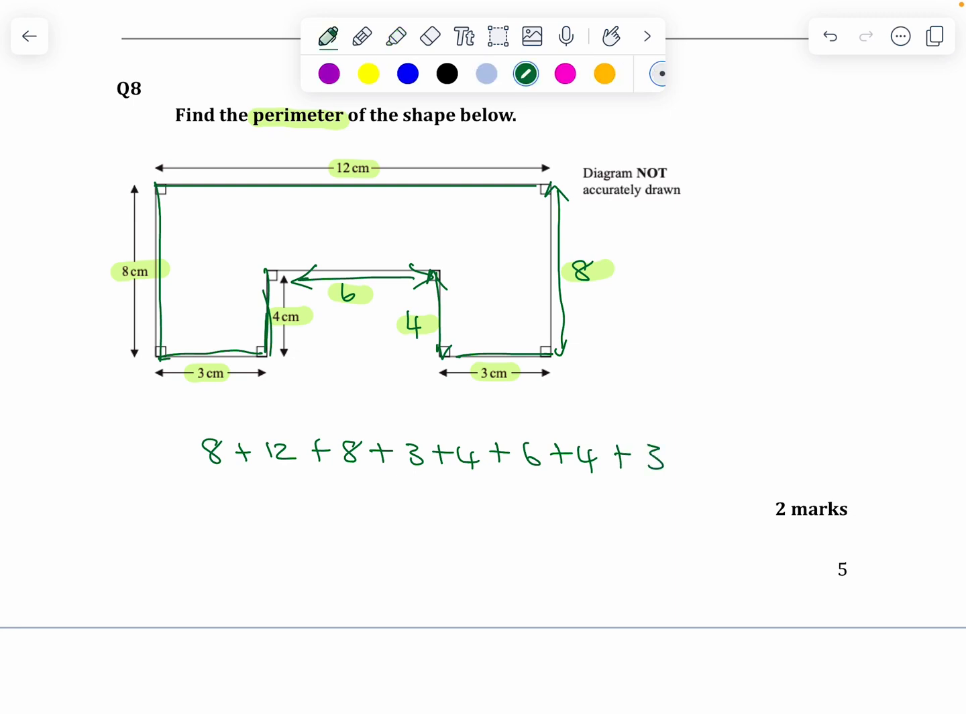And the reason why I've gone around highlighting, or you could have just ticked, is to make sure that I've got every single side with a shape like this. It's much better to make sure you've got all sides. What I tend to do when I'm adding, just to make sure, is I try to bunch them into 10s and 20s. So 8 plus 12 is 20, plus 6 plus 4, so that's 30, plus 3, 4 and 3, which is 40, and so altogether it is 48. And remember your units, so 48 centimetres.